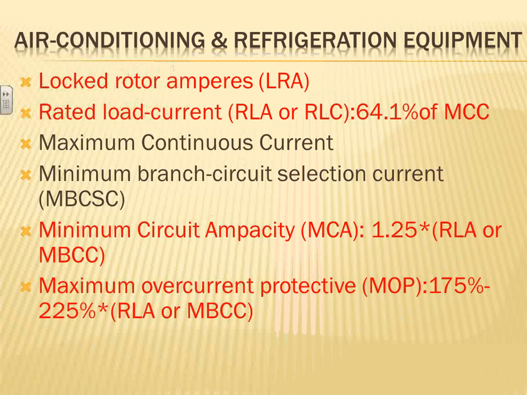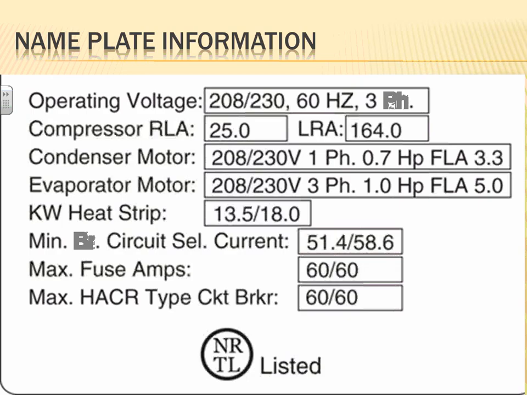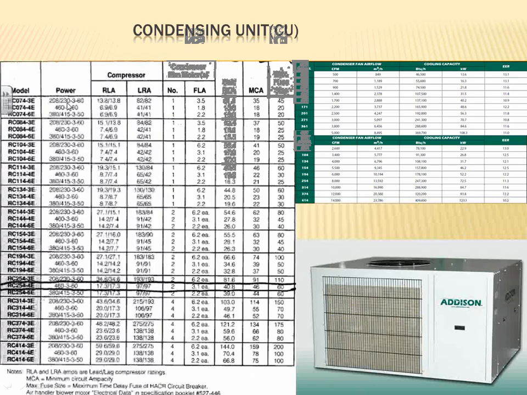Done. Like in this case, where is my rated load amps for my disconnect? I use my rated load amps for my disconnect right here, any of these, multiply by 1.15, and I got myself a disconnect size. That's only because the minimum circuit capacity is there, and the maximum overcurrent protection device is also there.